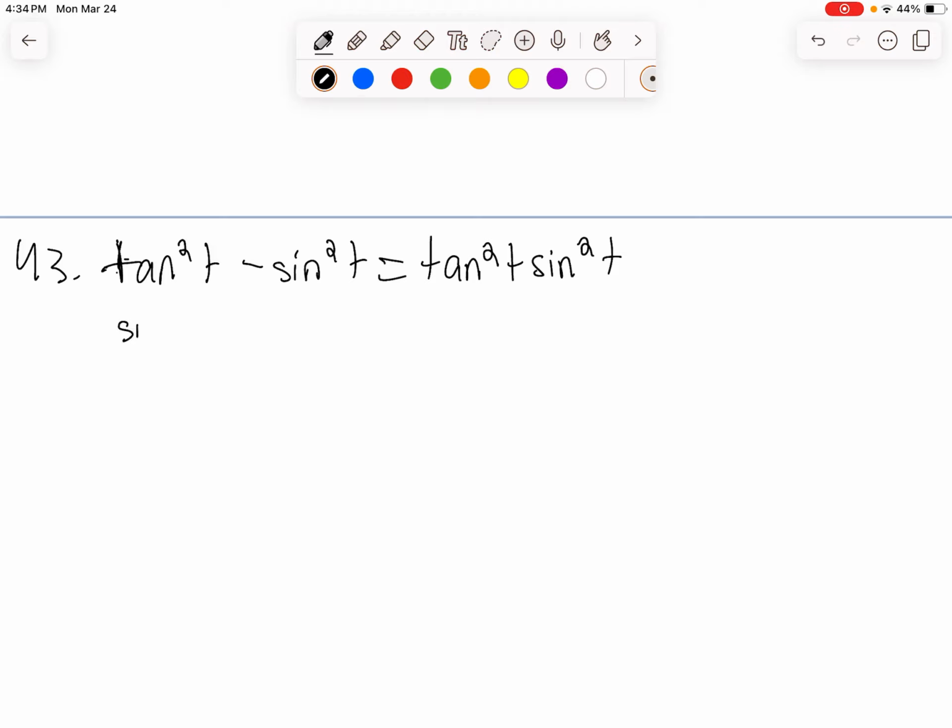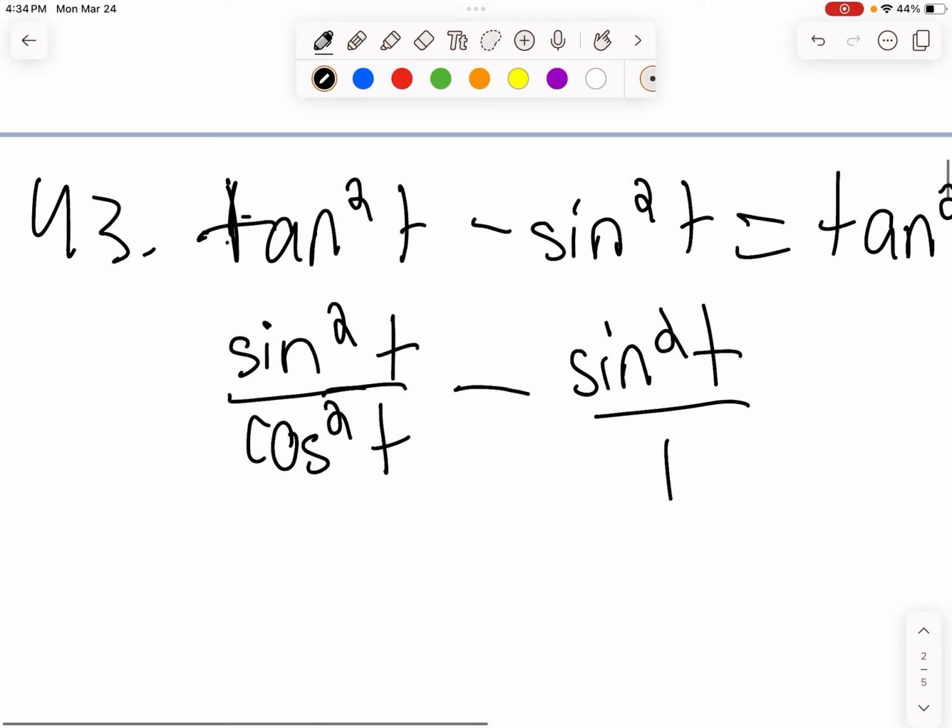So I have sine squared of t over cosine squared t minus sine squared t over 1. And I'm writing over 1 for a particular reason. That reason is, it's easier to show that we want to get the same denominator, because if we had the same denominator, we could just subtract these, and it makes our life slightly easier. And I like my life being easy.